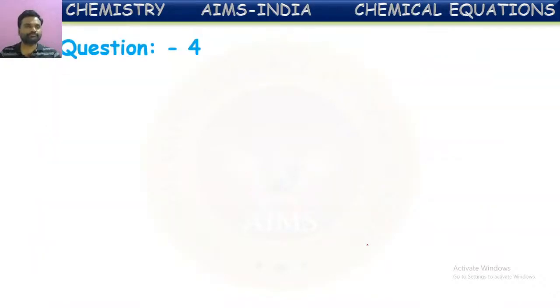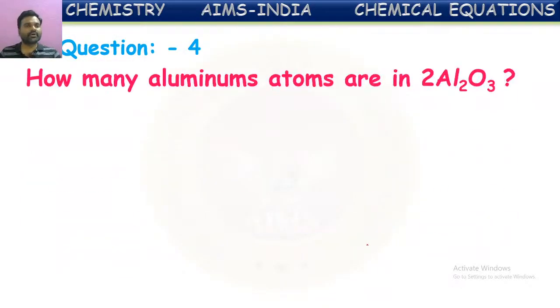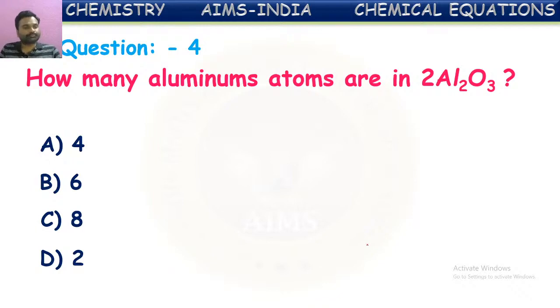Next, based upon counting the number of atoms, we have given this question. Try to do it. How many aluminum atoms are there in 2Al2O3 molecules? So how many aluminum atoms are there? Is it 4 or 6 or 8 or 2? How can you say? If you say 2, it is wrong. How many aluminum atoms are there in this?